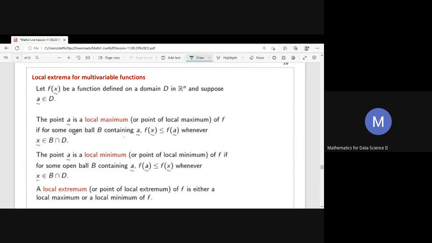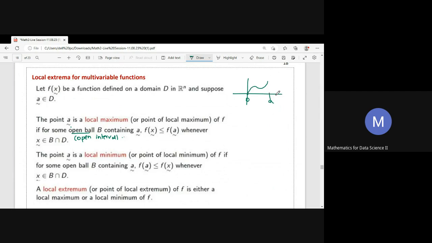In the case of one variable, you consider an open interval for local maxima or local minima. But when you come to multivariable functions, you consider an open ball, the analogue of the open interval. For example, suppose you have a function like this. The domain is 0 to some A. Can this point be a local minimum?